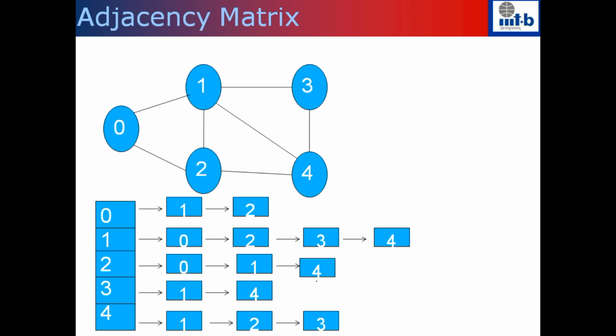Okay. So notice that since the relationship is symmetric here, for every edge there will be exactly 2 entries in the table. When i, j is an edge in the graph, j will be there in the list corresponding to i, and also i will be there in the list corresponding to j. So the amount of space required in this case will be n plus 2m. In terms of order, this will be order n plus m.